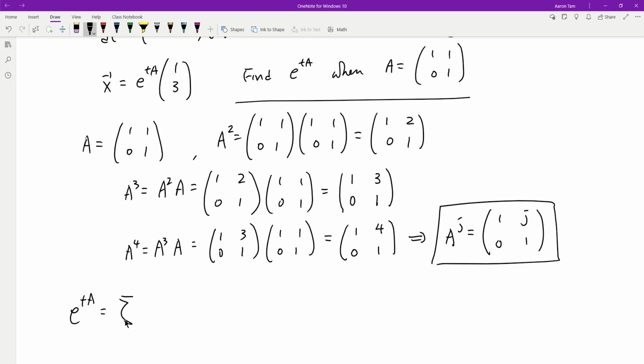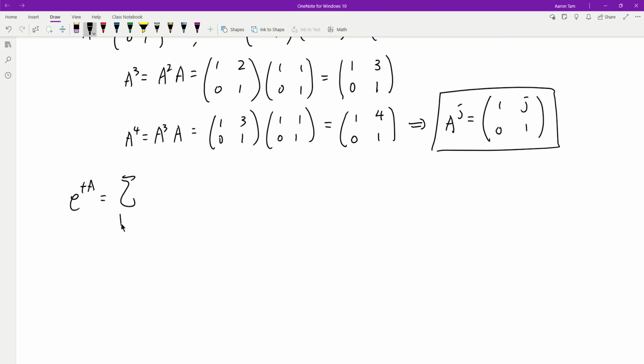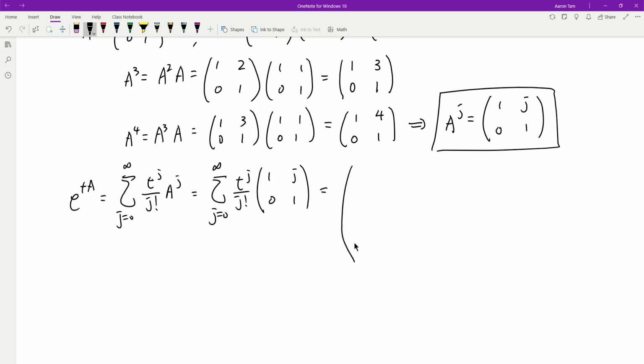So that comes out to be the summation j from 0 to infinity, t to the j over j factorial, A to the j. So we're going to go through the same exact thing just like what we did on the last example. That's j from 0 to infinity, t to the j over j factorial, multiplied by the matrix [[1, j], [0, 1]]. So what I'm going to do now is distribute the summation to all of them.